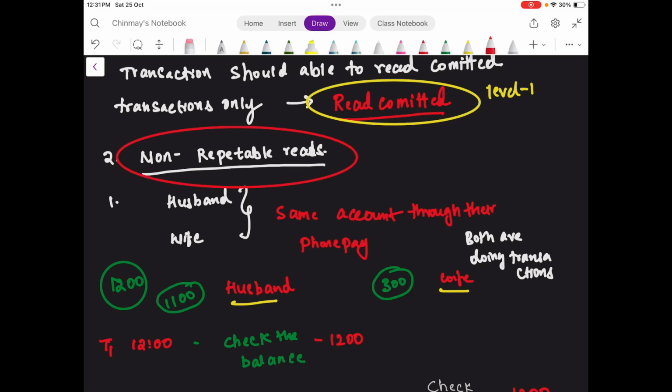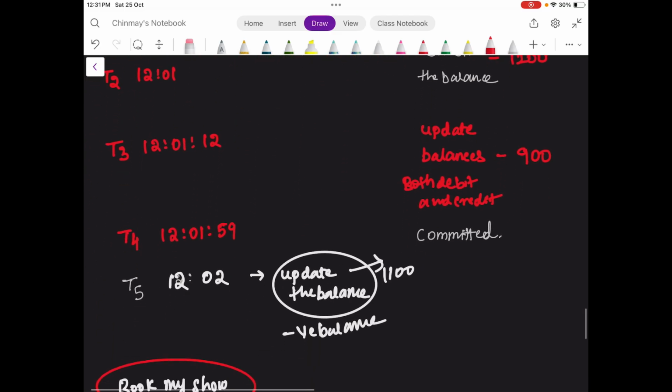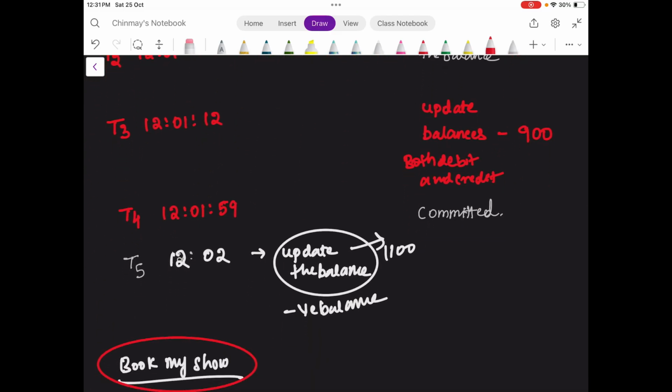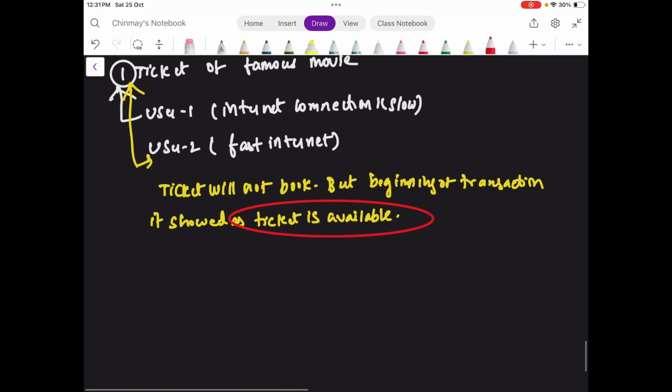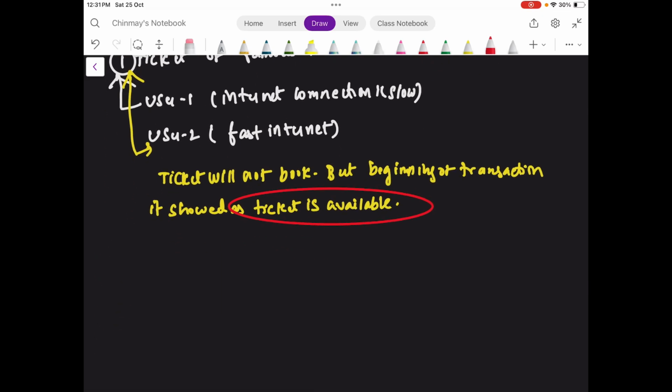Okay, how to avoid this case? Here the transaction is committed, and only that committed transaction shows. We're updating the balance, it is not yet done. Balance is insufficient, it is aborted, right? So to avoid this non-repeatable read, there is an isolation property called repeatable read.